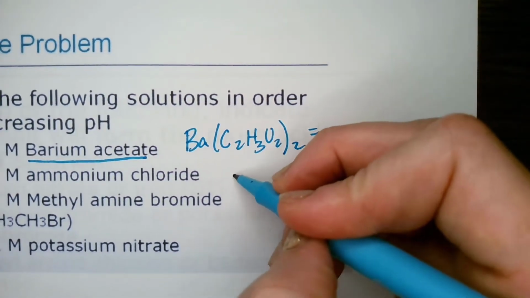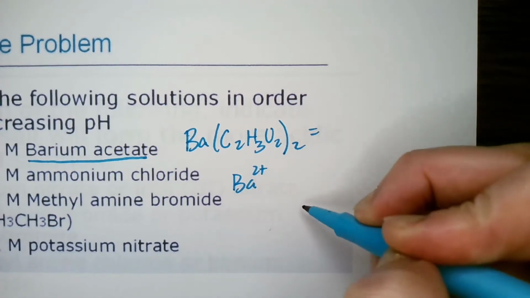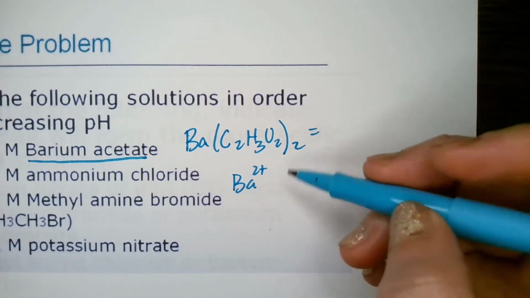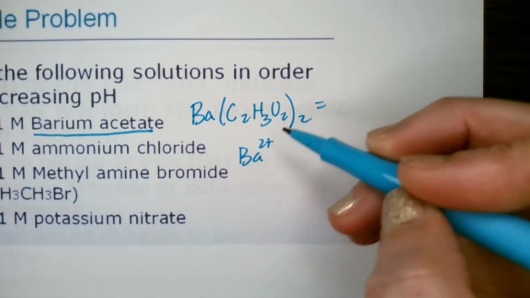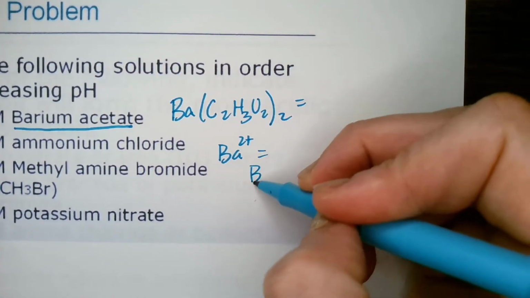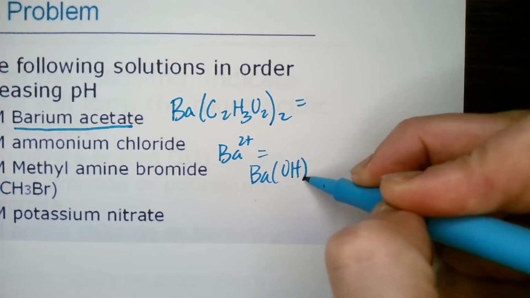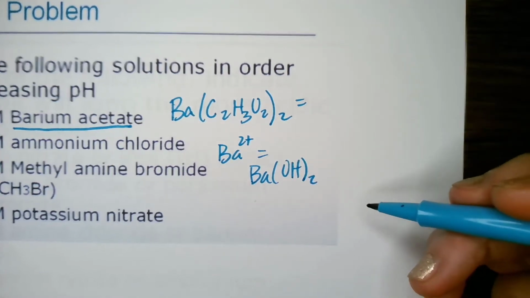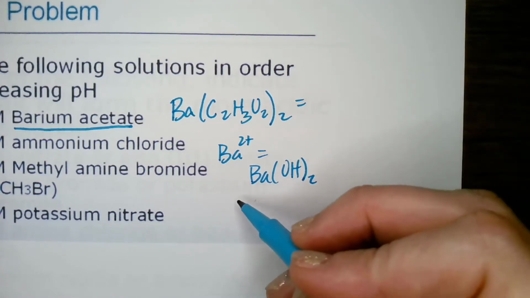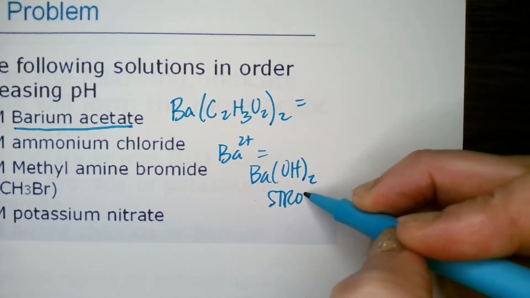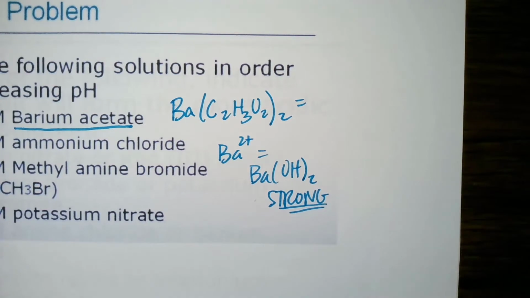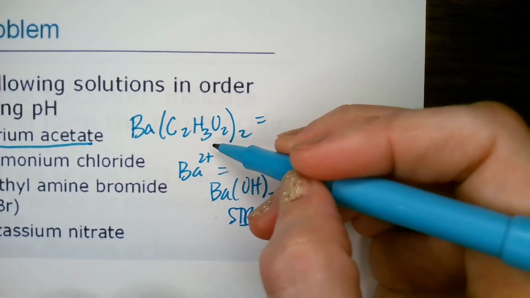We have barium, Ba2 plus, and we know that this parent base would be barium hydroxide. And we have talked about many, many times about how this is a strong base. It's not going to have an effect on the pH. But let's look at acetate.